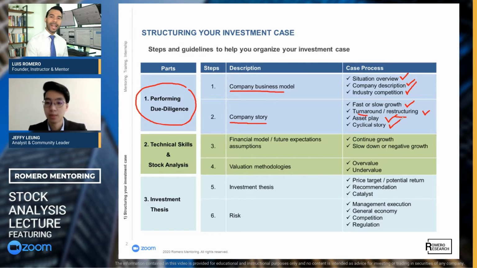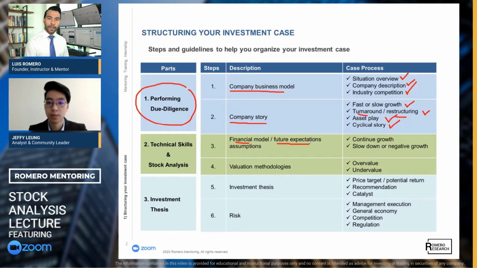In terms of the second part of performing stock analysis, it is applying your technical skills. Now in step number 3, I have here financial modeling and forecasting future expectations like revenue, cash flows, and earnings per share of the business.